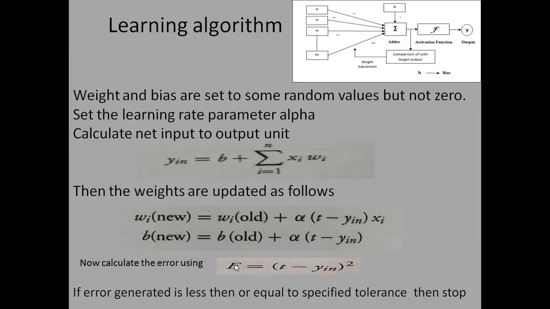If it is not, we update the weights accordingly, and then we again get the net input and again check the error. If it is not within tolerance, we again update the weights and bias. We keep continuing these steps until we get the tolerance, and once we get it, we stop.